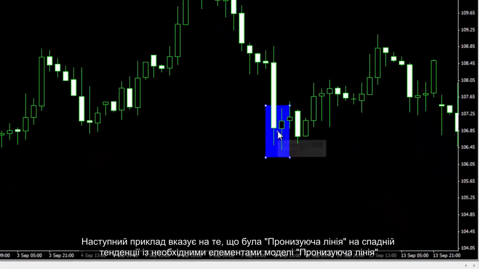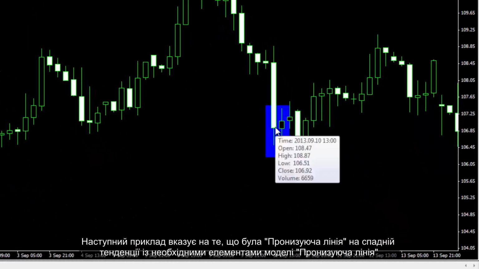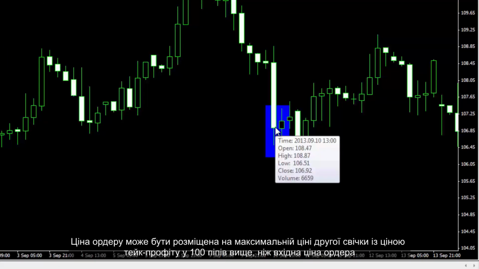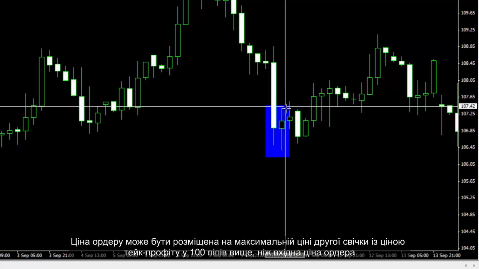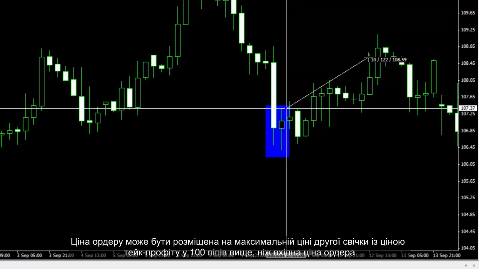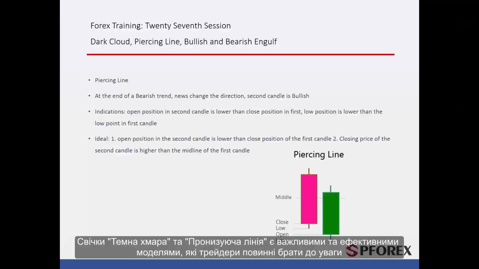The next example indicates that there was a piercing line on a downtrend with the requisites of a piercing line pattern. The order price could be placed on the high price of the second candle, with a TP price of 100 pips higher than the entry price of the order. Piercing line and dark cloud candles are important and effective patterns that must be considered by traders.